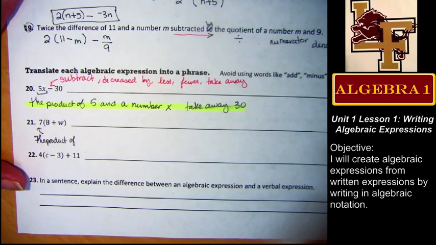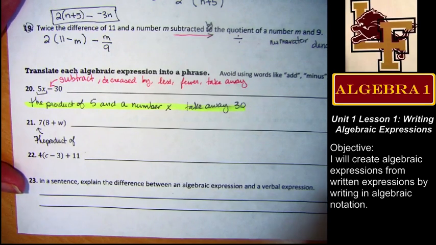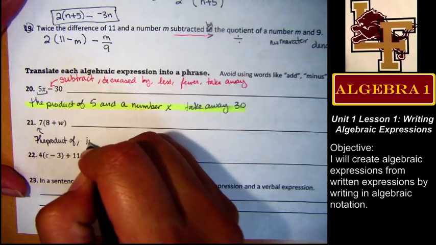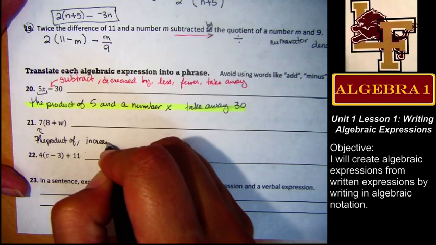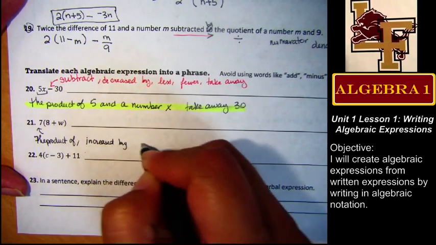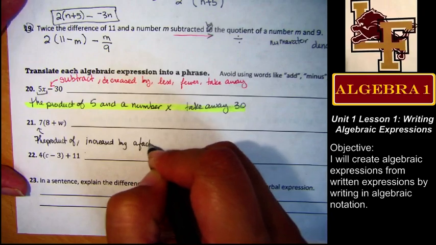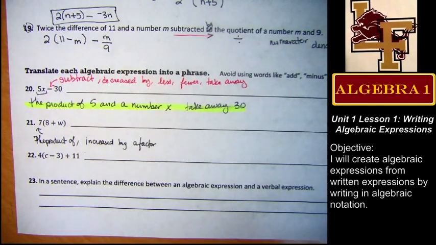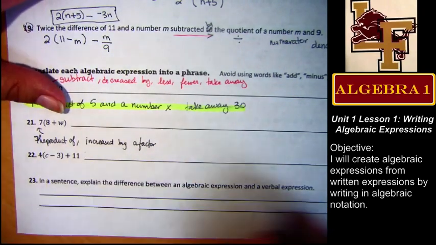Increased by a factor. Increased by a factor. Oh, I like that group of words. I like that one. Yeah, I like that one too. Okay, let's try to use increased by a factor. All right, so let's figure out this group in here.